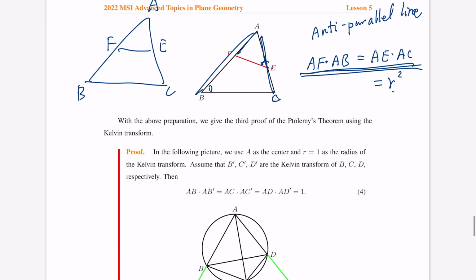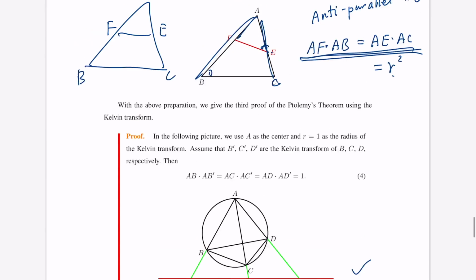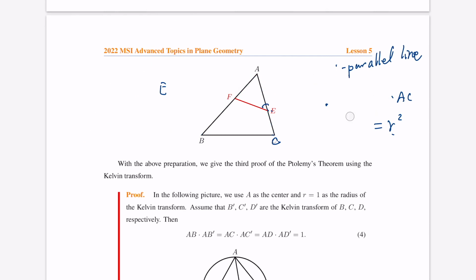Okay, so now how do we use the idea of the Kelvin transform to interpret the Ptolemy theorem? So everything is in the following picture. All right. Oh, okay. I forgot one thing, which is that we can actually use the similarity to compute the length of CE. So let's say AF times FB is equal to AE times EC.